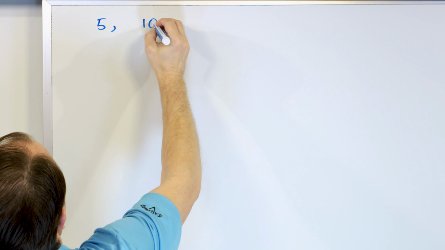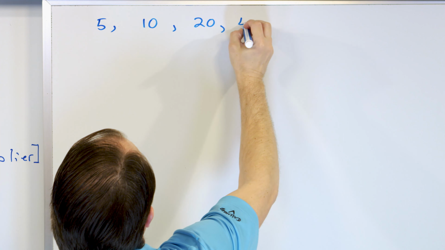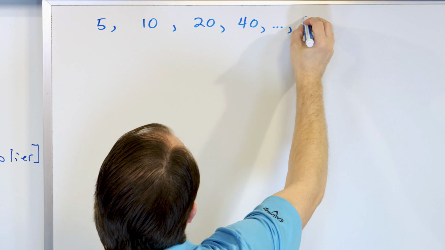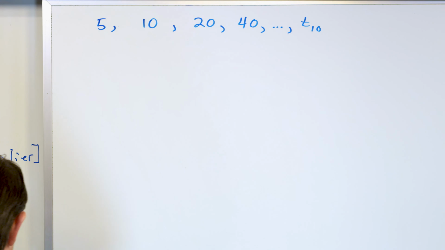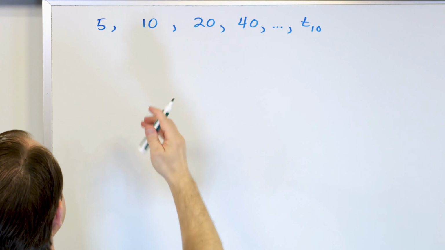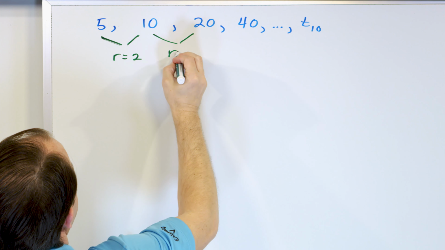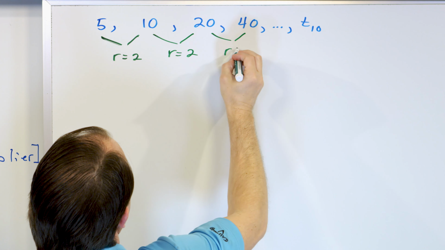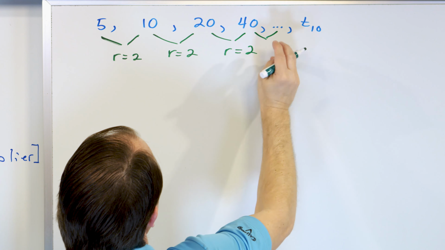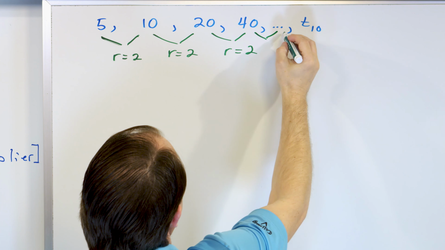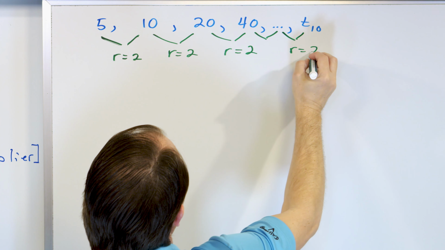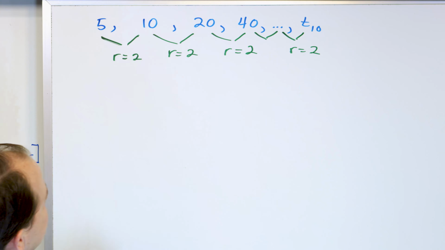5, 10, 20, 40, dot dot dot, and then we have the 10th one down here, okay? And we already said that the common ratio here was 2. Presumably there's some common ratio between each pair, and all of them are equal to 2 between all of these adjacent terms, okay?